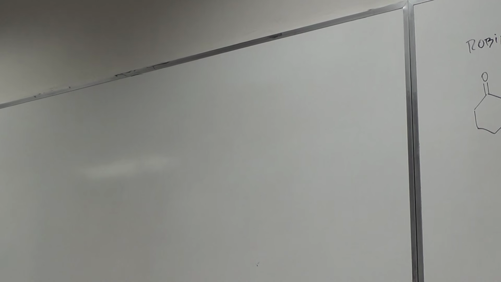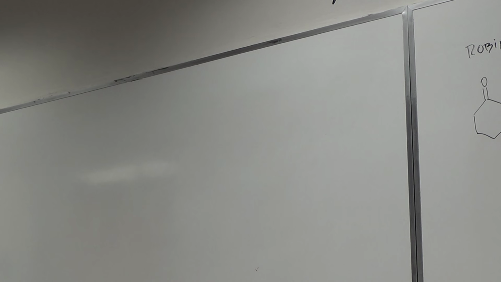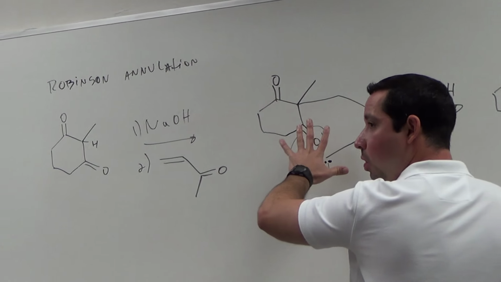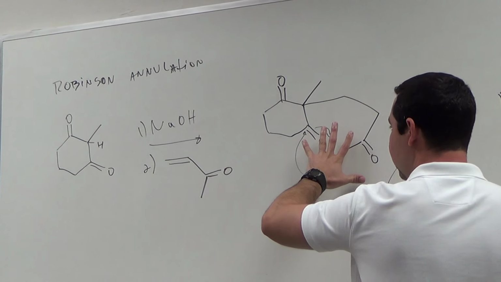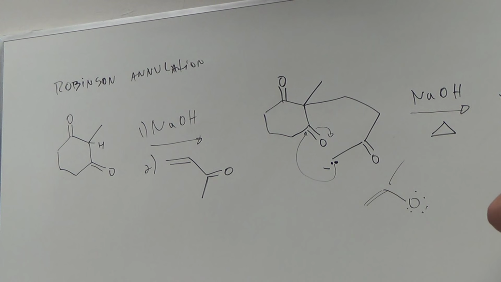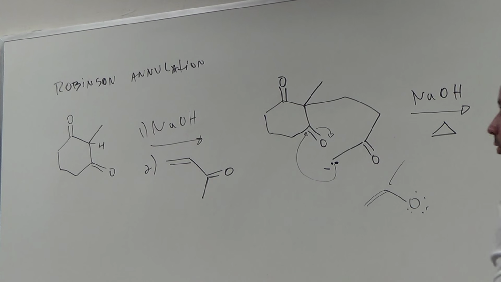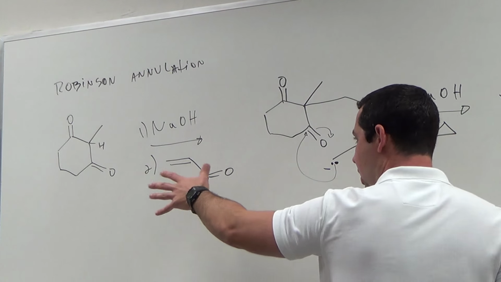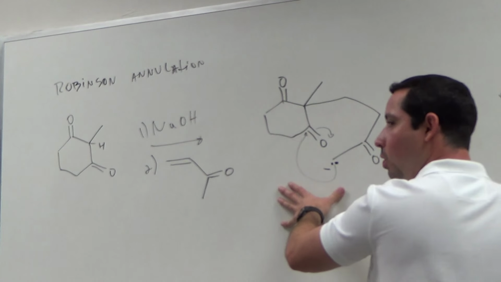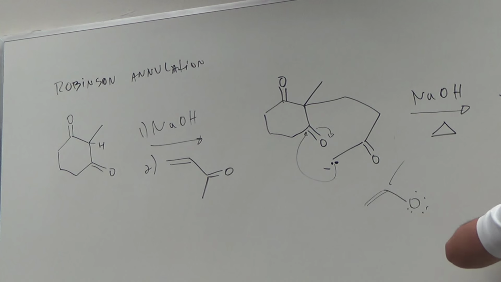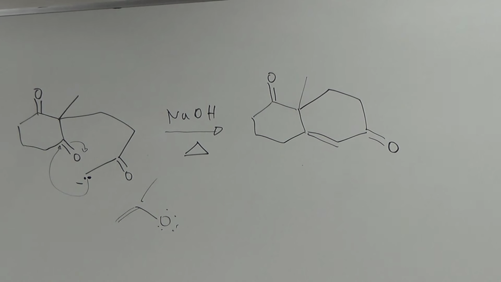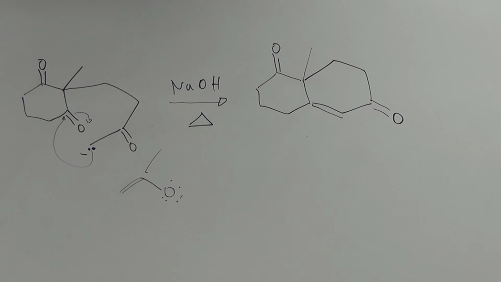So, this first step, what's the name of this reaction up to here? Michael addition, yes? This is Michael addition. And what's the name of this reaction up to here? Robinson annulation? No, Robinson annulation is everything. But this first step is Michael addition. And the second step is what? Alpha beta unsaturated. What is it called? Aldol condensation.